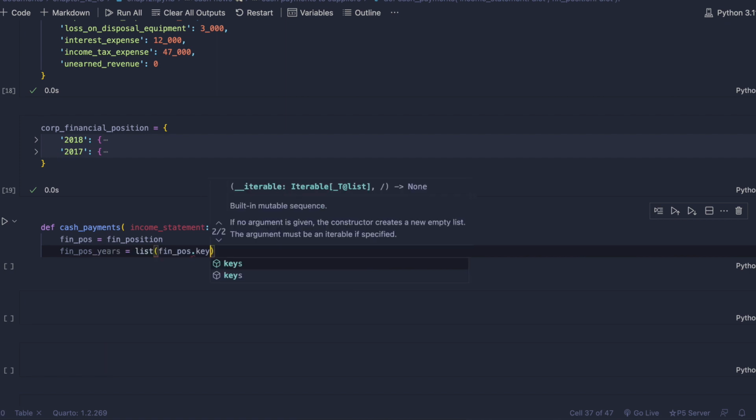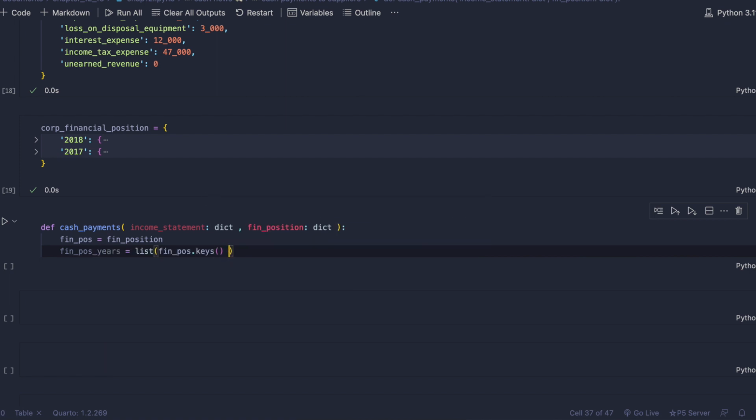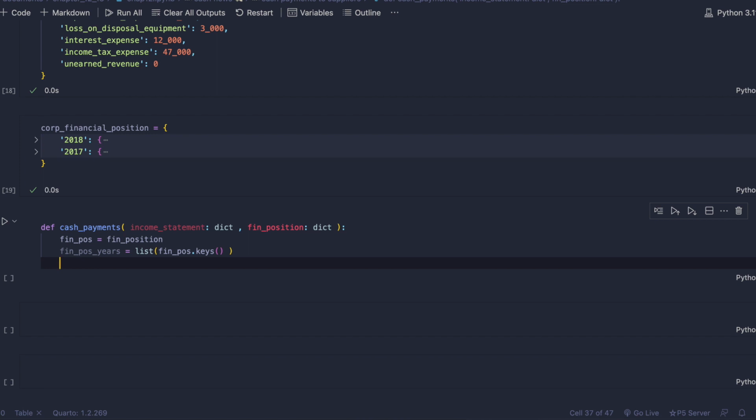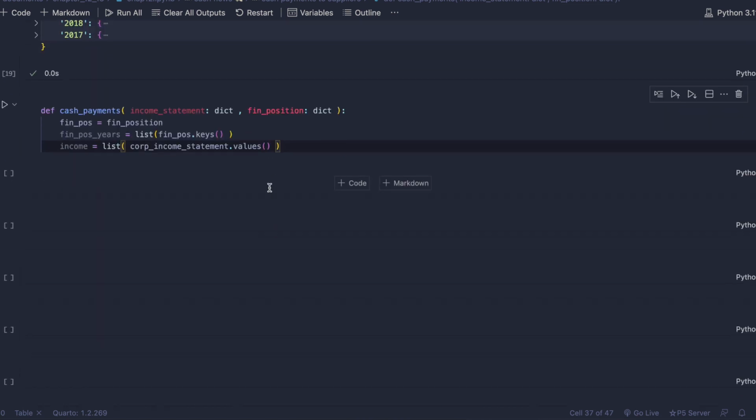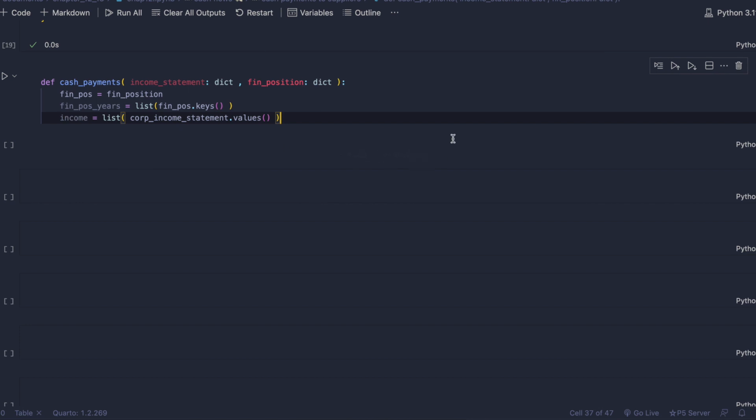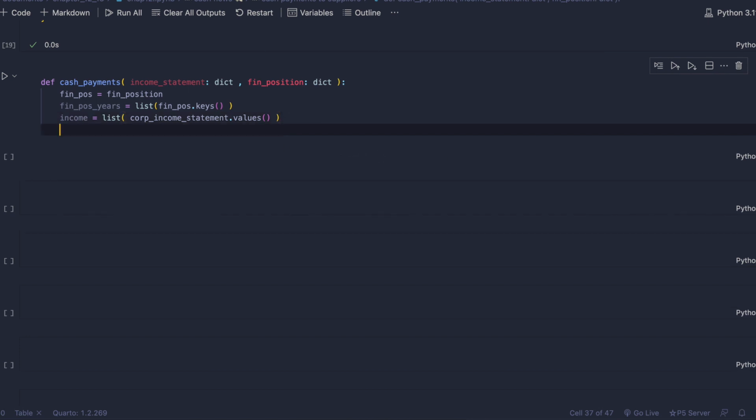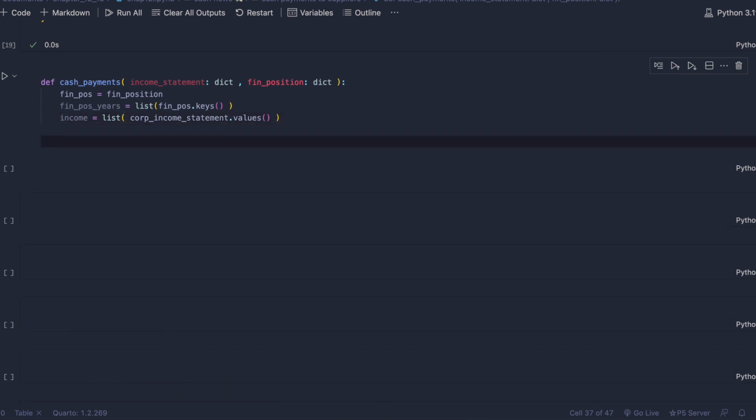Financial position years is a list of the dictionary keys, which allows for reuse of the dictionary. Next is the shorthand income variable for income statement dictionary. Income is a list of values, which allows for index selection for calculations.